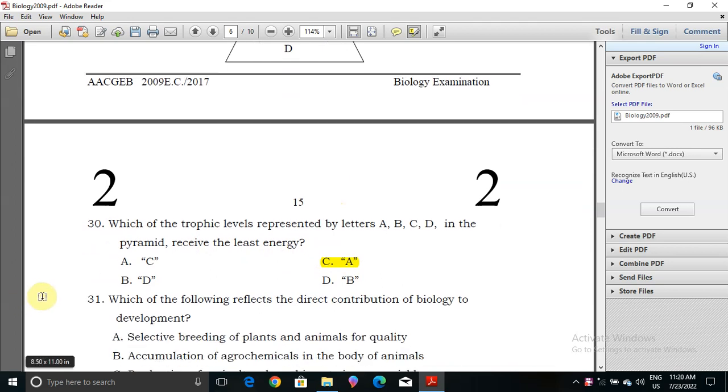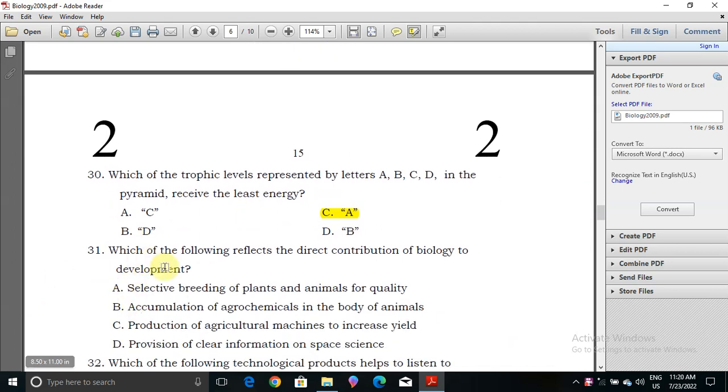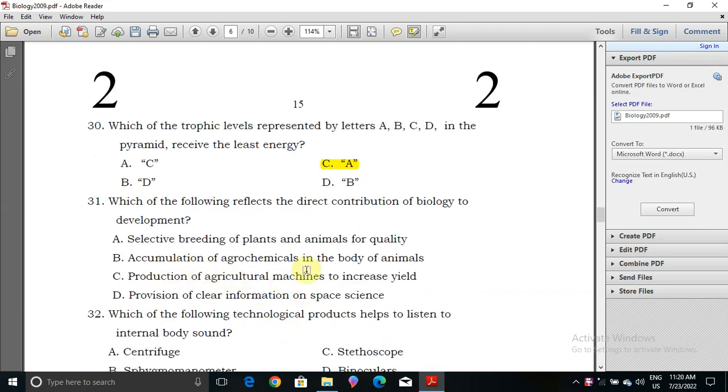Now question number 31. Which of the following reflects the direct contribution of biology to development? Selective breeding of plants and animals for quality, accumulation of agrochemicals in the body of animals, or production of agriculture machines to increase yield, or provision of clear information on space science. So the one which is the direct contribution of biology to development will be production of agricultural machines to increase yield.